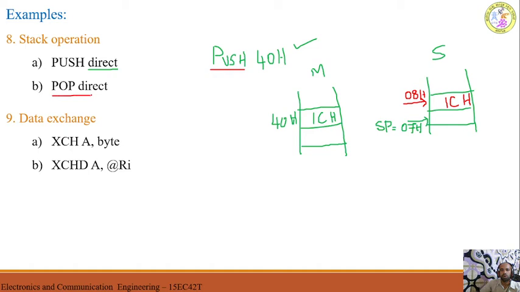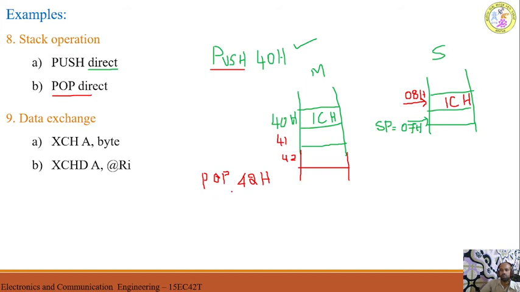Similarly, we can use POP direct. Popping means what? Taking back the data. For example, let it be POP 42H. So this is the 40th memory location, then we have the 41 memory location, and then we have the 42 memory location. So this is our 42 memory location.